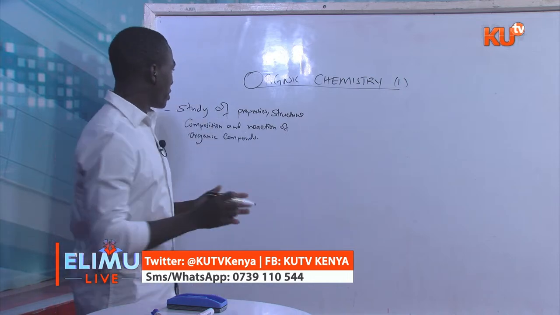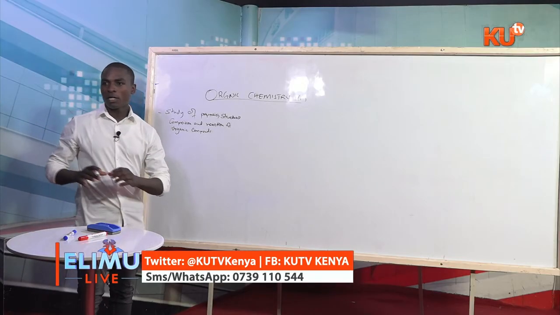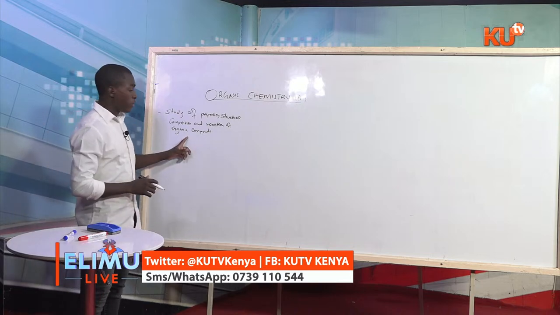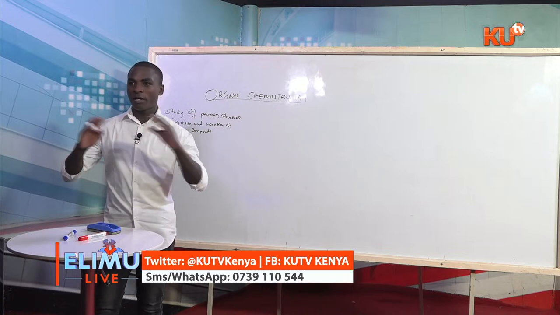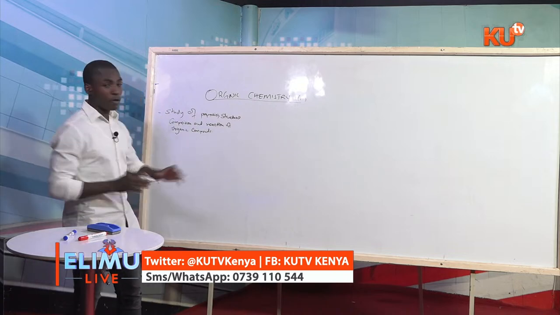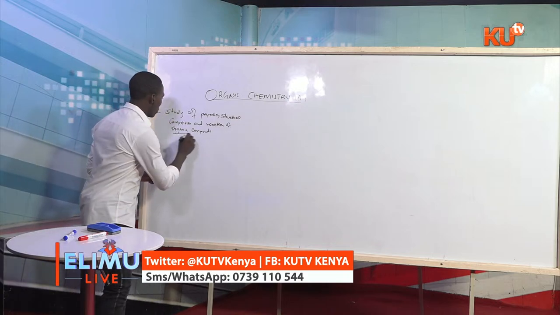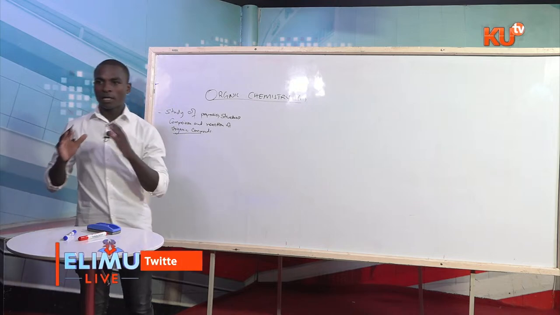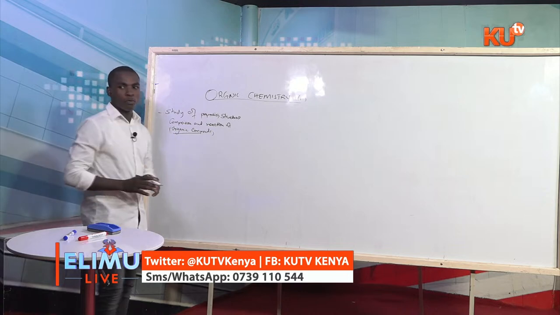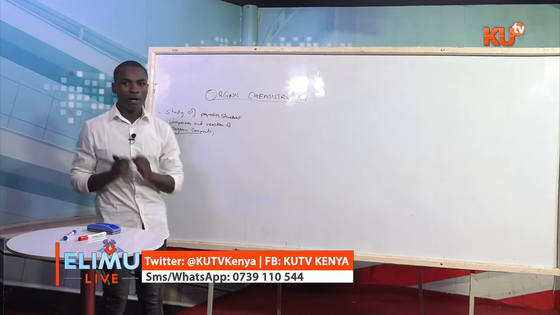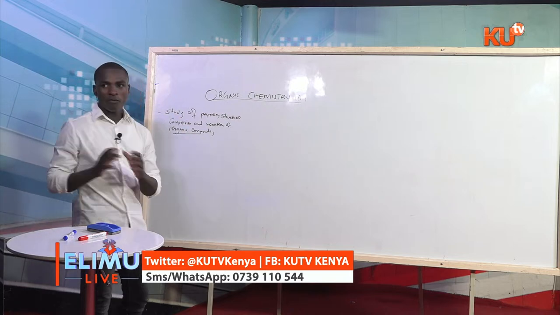We are interested to know what the properties are, what the structure and composition are, and how these organic compounds react. When we talk about organic compounds, it is simply a group of chemicals. You have many chemicals, but organic compounds are specifically a group of chemicals that contain carbon. Among that group, we have hydrocarbons, and our topic today will major on hydrocarbons.